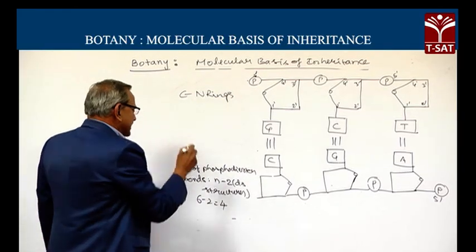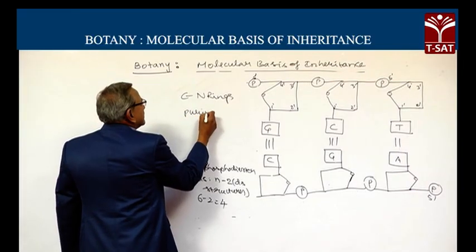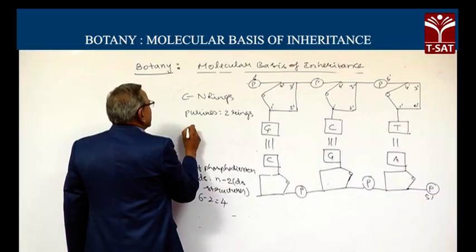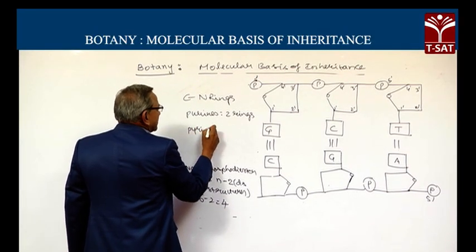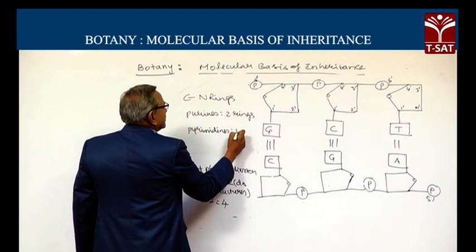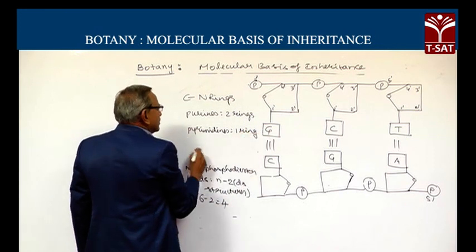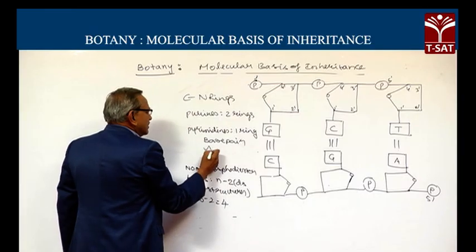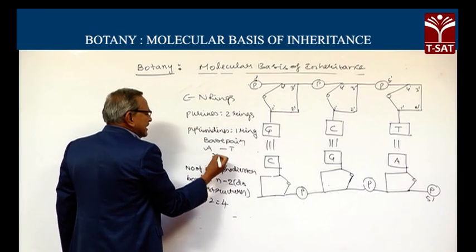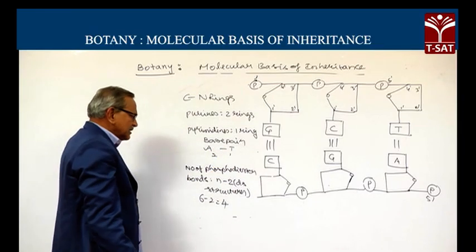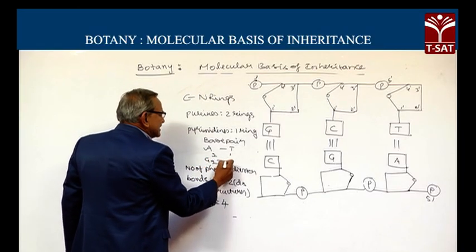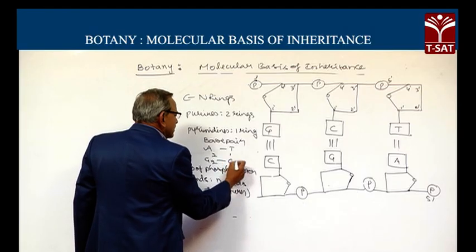To count CN rings, a purine has 2 rings in each purine. In any pyrimidine, the number of CN rings will be 1 only. So in a base pair, we have A and T. A has 2 rings, T has 1 ring. Whereas if it is G, 2 rings, C, it will be 1 ring.